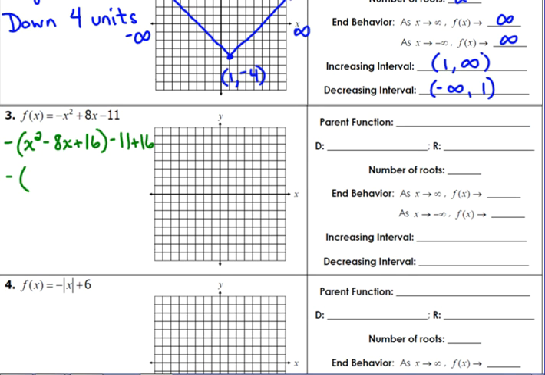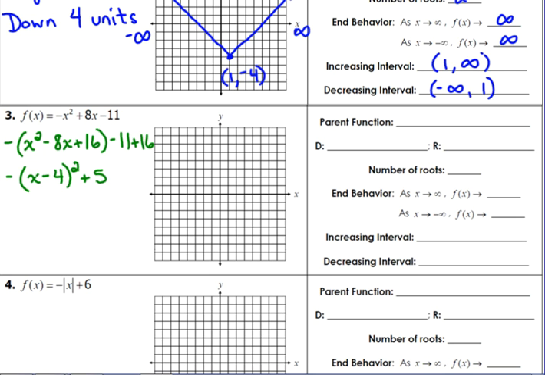All right, so let's simplify this. This always, always, always factors the same way. That's the whole point in doing it. We turn it into a perfect square trinomial. So it's negative x minus 4 squared plus 5.